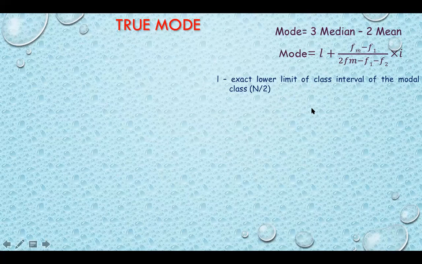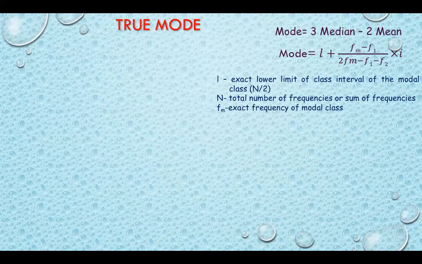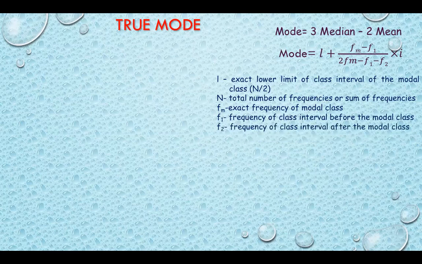Okay. Next, n is the total number of observations or the sum of the frequencies. Fm is the exact frequency of the modal class. F1 is the frequency of the class interval before the modal class. F2 is the frequency of the class interval after the modal class. And i is the size of the class interval.